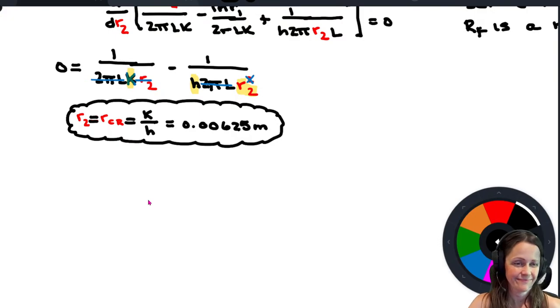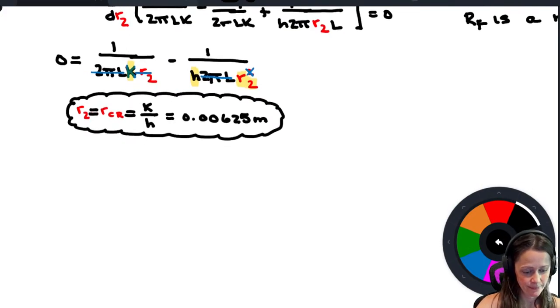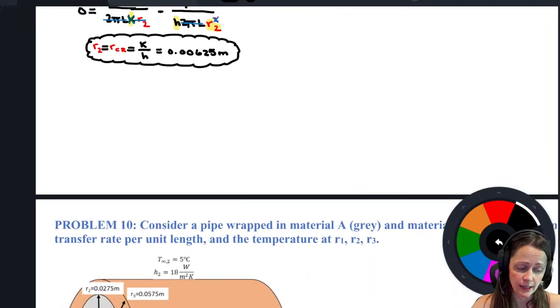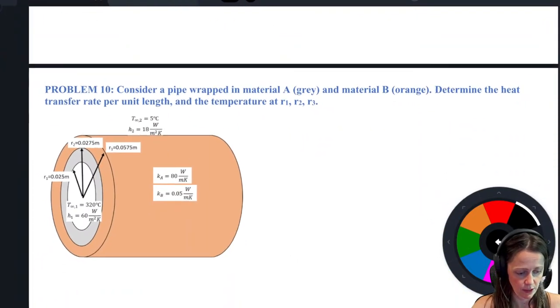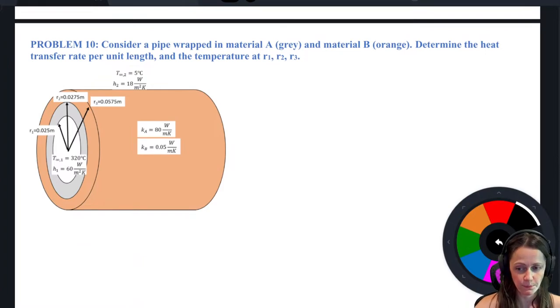Okay. So I think one more Ohm's analogy, and then we'll move on to heat generation. Again, just yell at me if you need me to go back. I'm happy to do so.